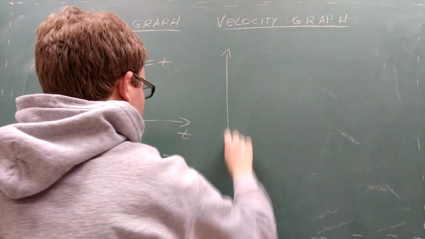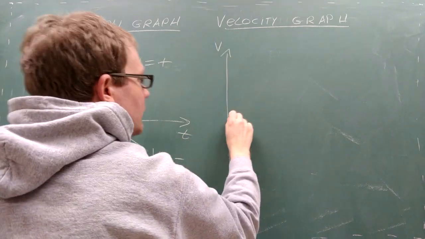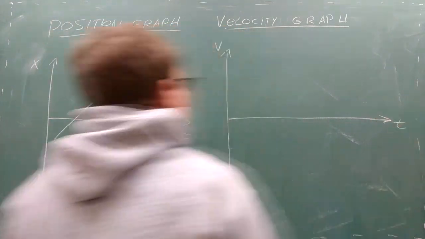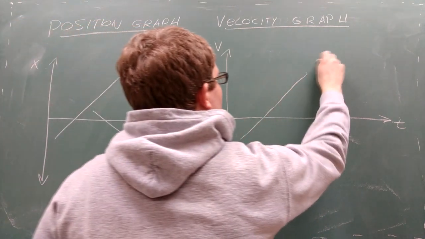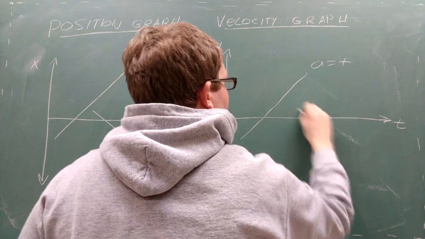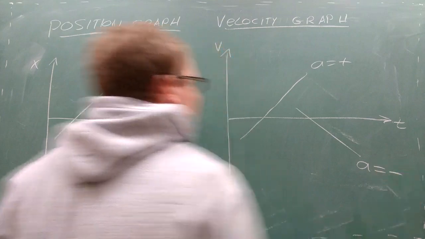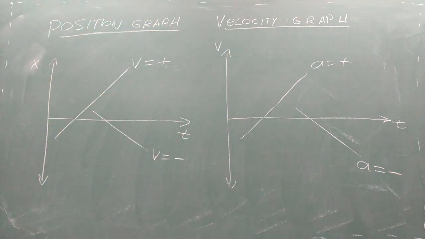In a velocity graph, we place the velocity of the object on the vertical axis and the time on the horizontal axis. When an object has positive acceleration, its velocity will increase. When an object has negative acceleration, its velocity will decrease.